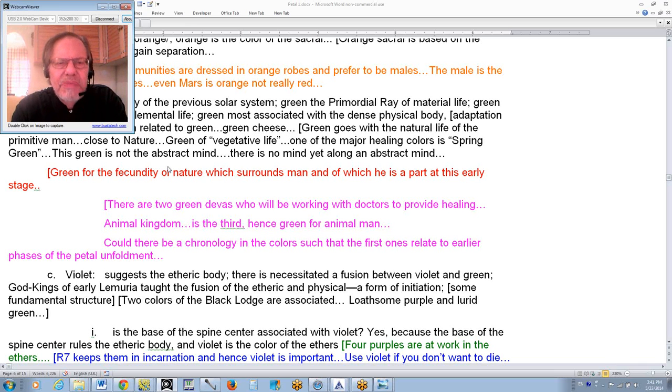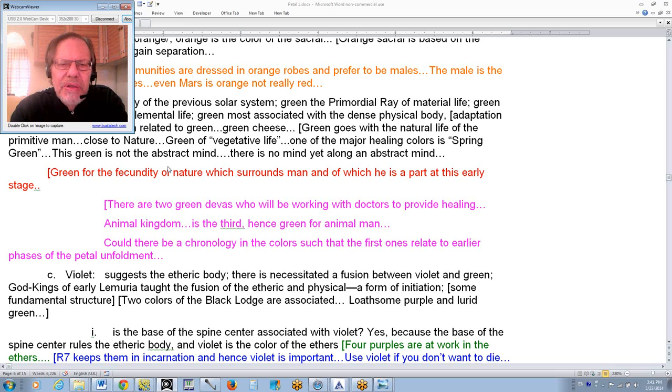What about violet? Well, that's part of the first petal, and it suggests the etheric body, and there is necessitated a fusion between violet and green, between the etheric and physical bodies, and those were the initiations of those days. The god kings of early Lemuria taught the fusion of the etheric and physical. For us, it's second nature. We don't think about it. In a way, we shouldn't even think about it because it's running on its own. But it was a form of initiation.